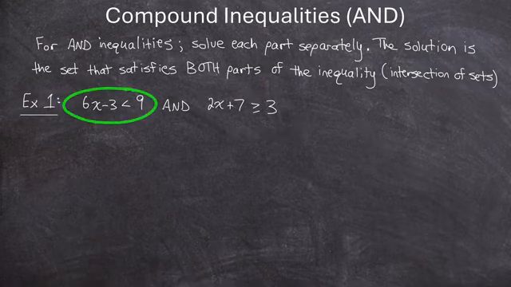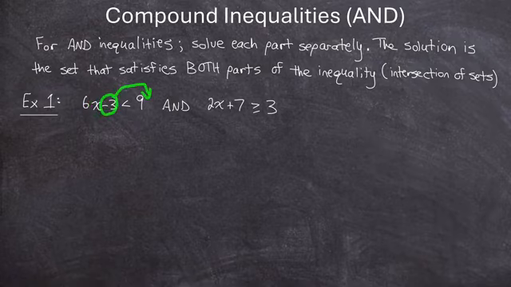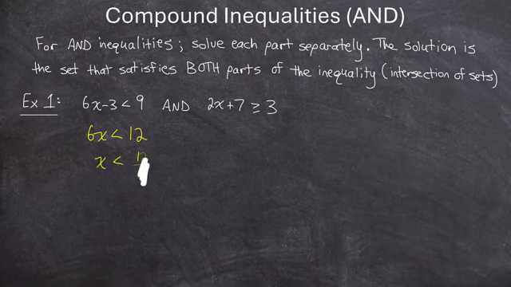Starting with this first inequality, I'll rearrange to isolate x on the left side by first taking this -3 and adding 3 to the other side, giving me 6x is less than 9 plus 3, which is 12. And then I'll divide the 6 to the other side, giving me x is less than 12 over 6, which means x has to be less than 2.